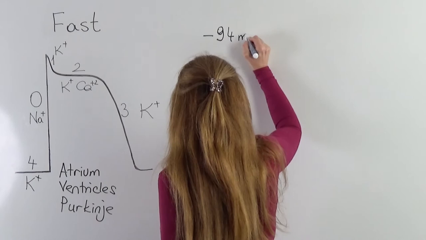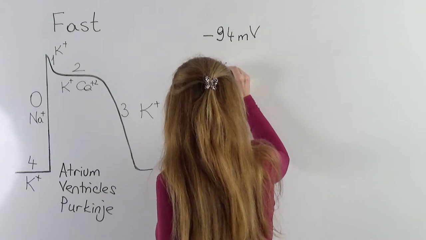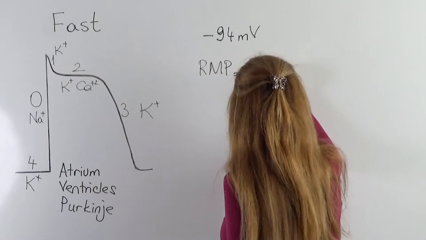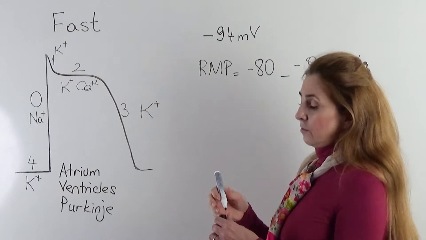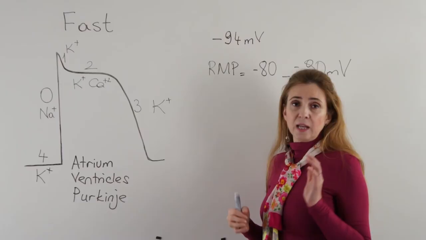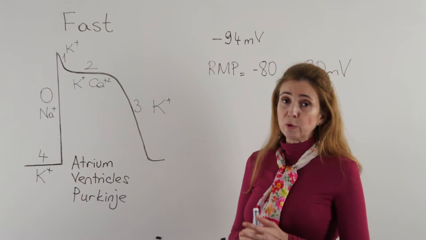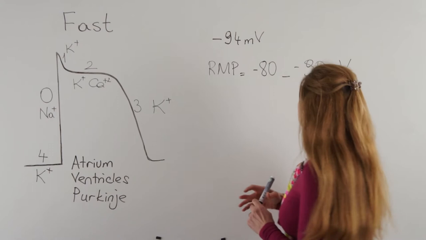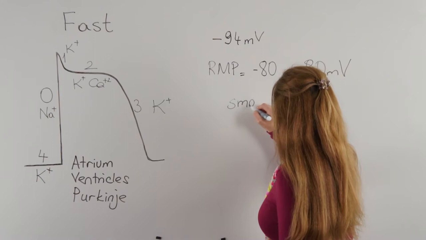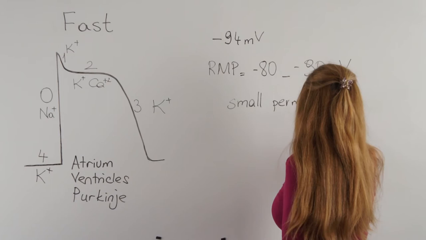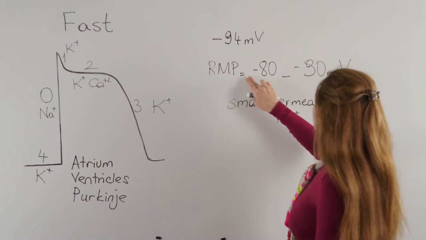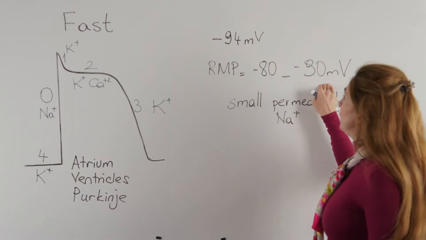However, when you measure the resting membrane potential, you see that it varies between minus 80 to minus 90 millivolts. This means that the resting membrane potential is not exactly equal to the Nernst potential of potassium. So there must be the action of some other ion, which is sodium. There is a very small permeability to sodium at rest, and because of this small sodium permeability, the resting membrane potential is a little bit less negative compared to the Nernst potential of potassium.